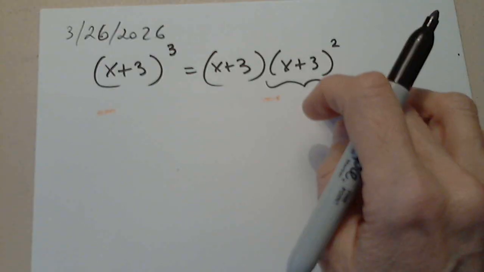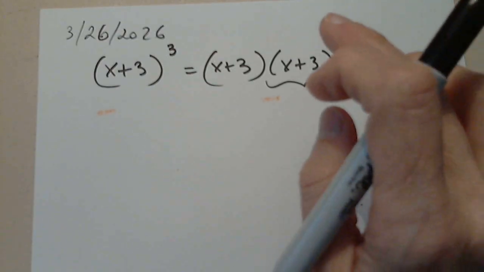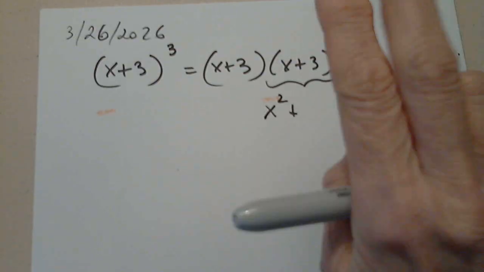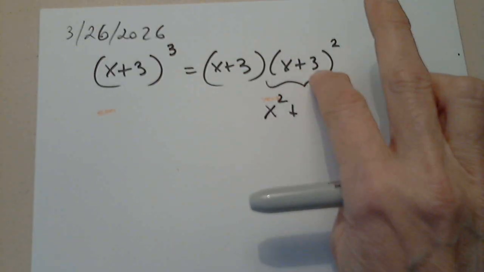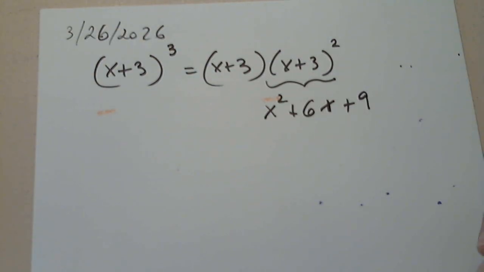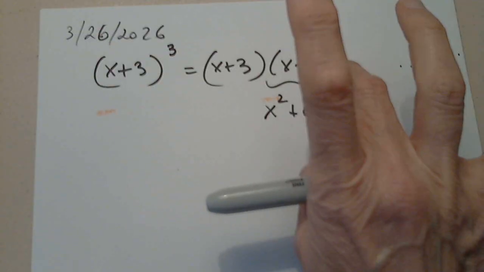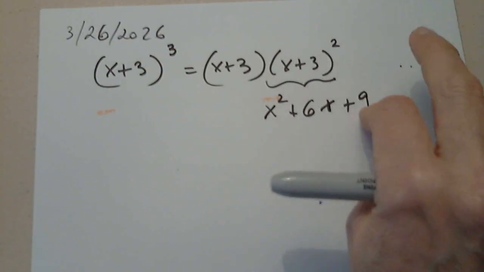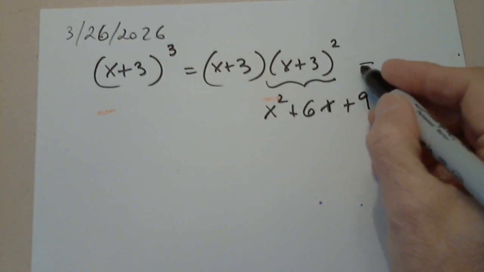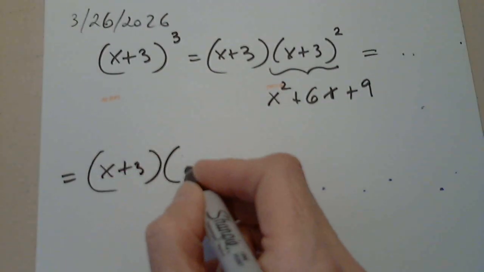If we still FOIL x plus 3 squared, we're going backwards, not forward. The first term squared plus 2 times the first times the second plus the second term squared. Okay? Now write them side by side.